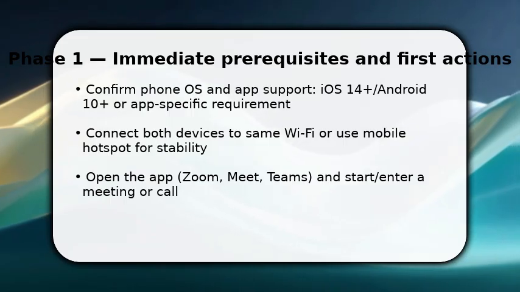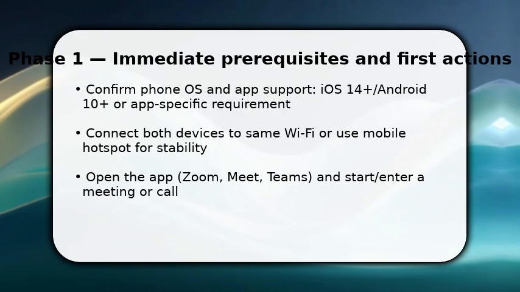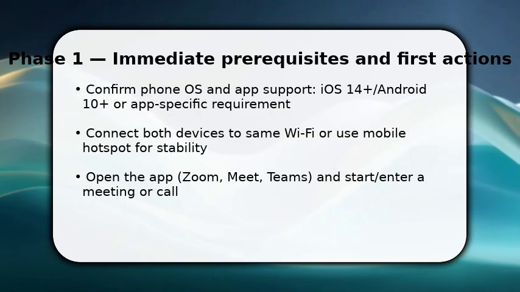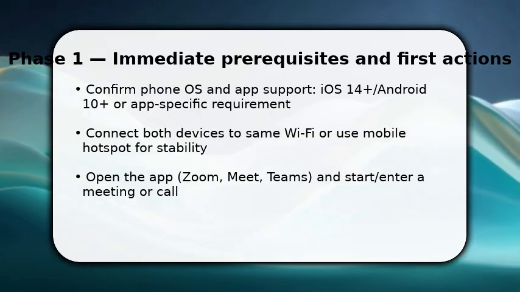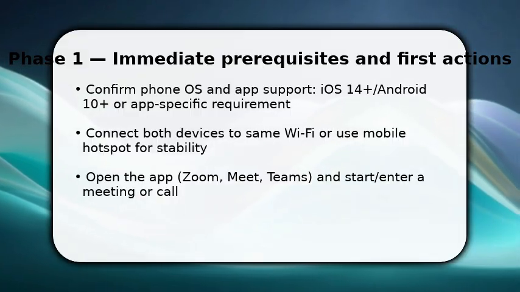Open the meeting app on your phone and join or start the session. Once done, make sure your phone and the receiving device are on the same Wi-Fi network for best latency, or enable a hotspot if needed. You should also check app permissions, allow screen recording or casting when prompted.